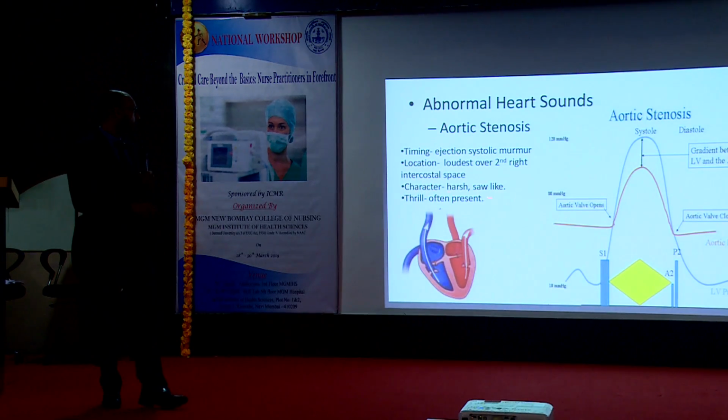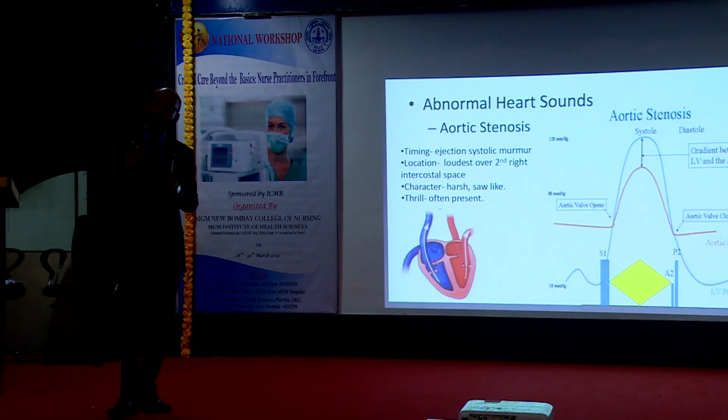Okay, and it's harsh and saw-like, and you can often feel a thrill. Along with this, these aortic stenosis murmurs will often radiate to the carotid arteries. So when you hear a systolic murmur in the aortic region, auscultate the carotid arteries. You may find that you've got a radiation. If you think of that, then think aortic stenosis murmur.